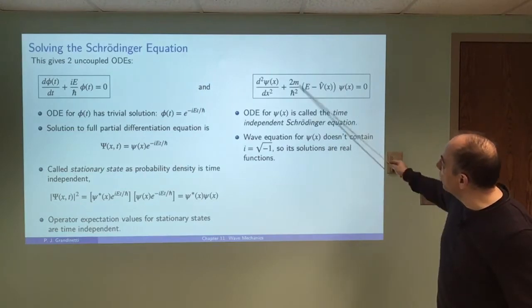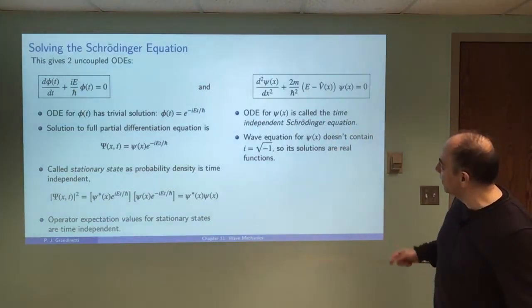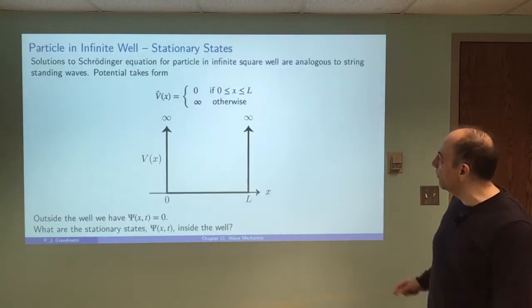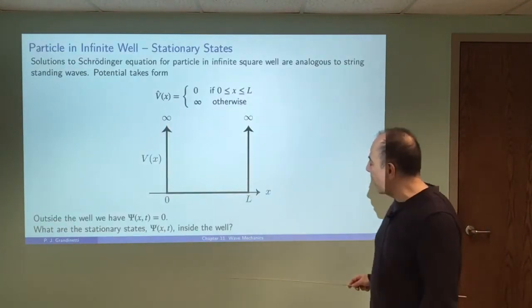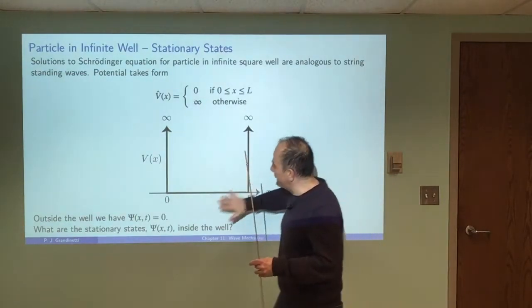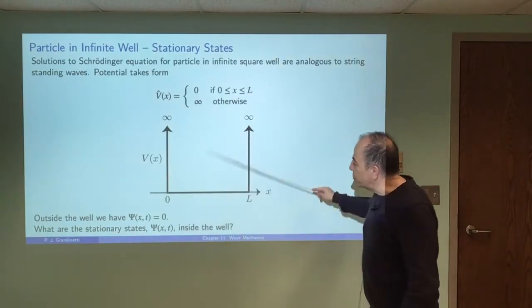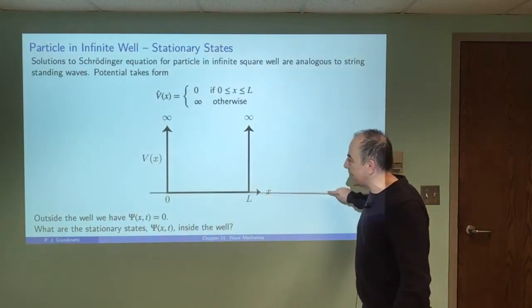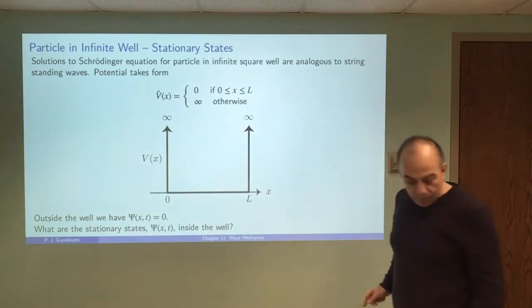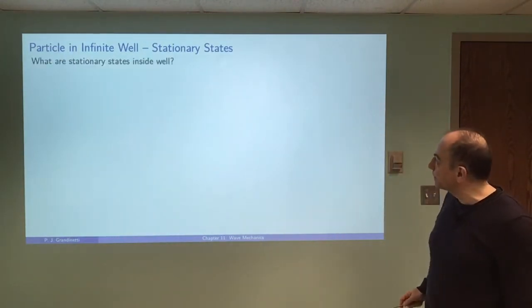So let's take a look at this particular problem. Let's start with the simple infinite well problem. So here's our infinite well problem. Here's what the potential looks like. It's infinity over here, and 0 here. So there's no potential energy when it's inside here. And we want to figure out what the stationary states are inside this well.